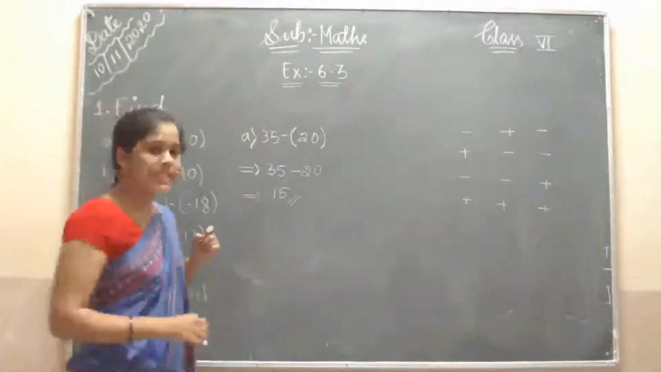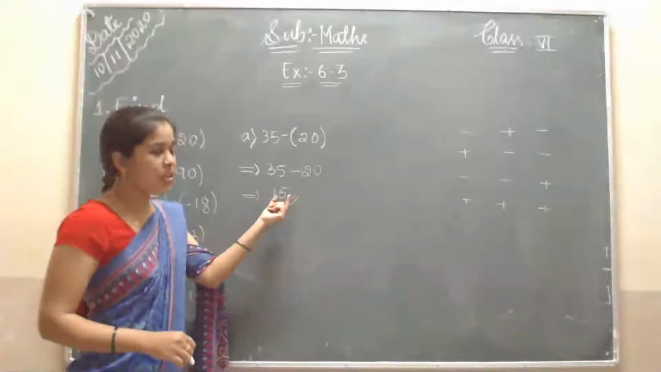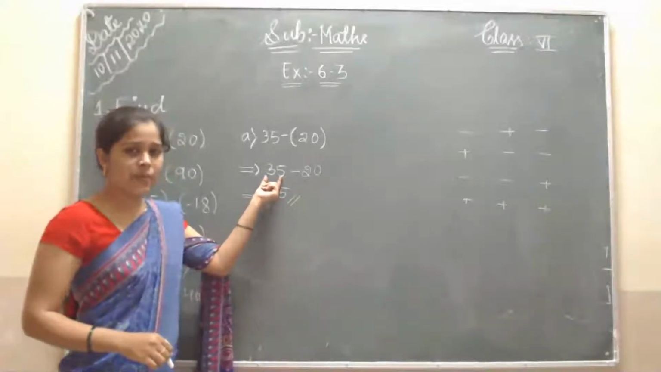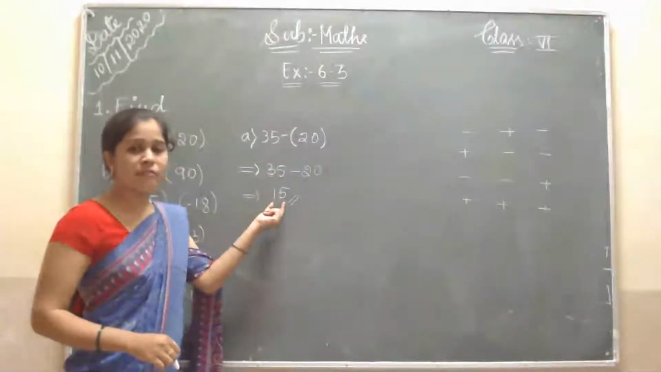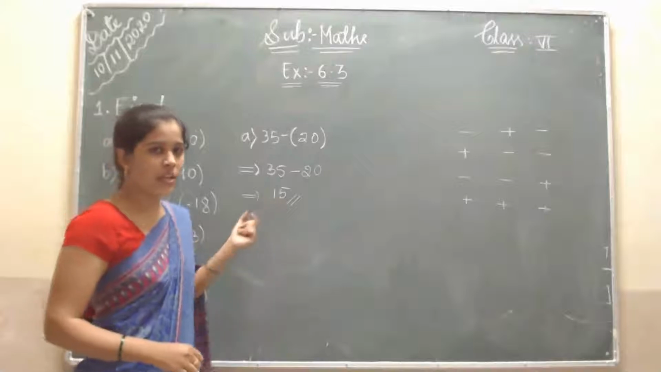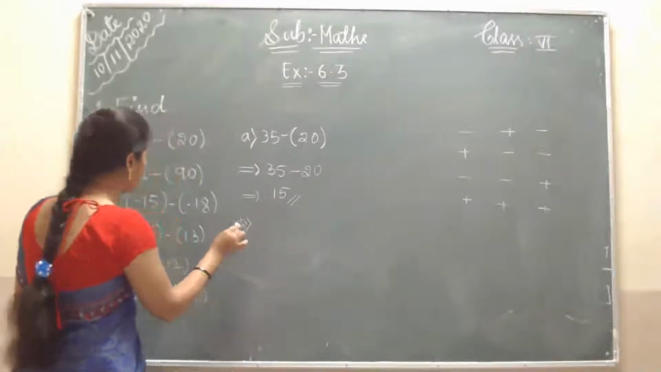So we have to subtract. 35 minus 20 is 15. Here 35 is the greater number, and in front of 35 there is a positive sign, so we take 15 as a positive integer. Understood? Next, B.